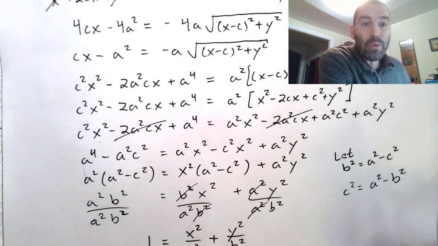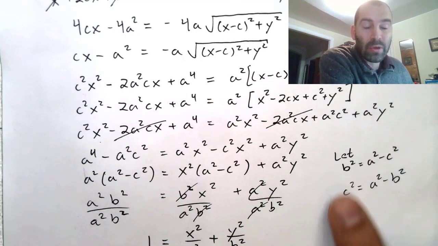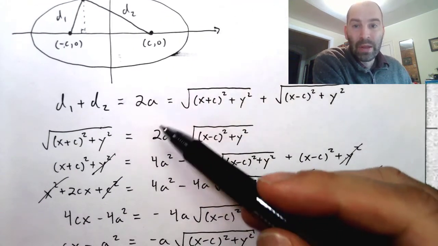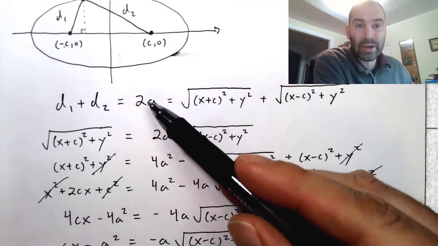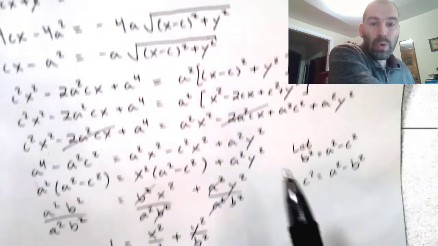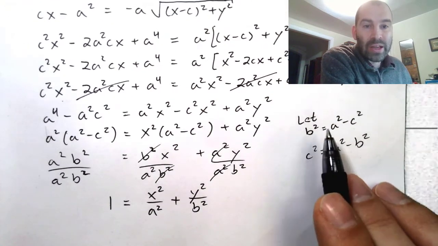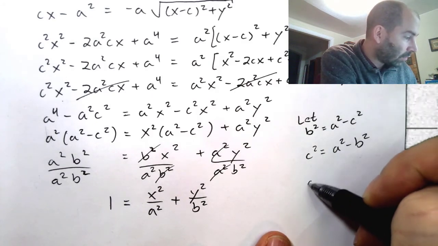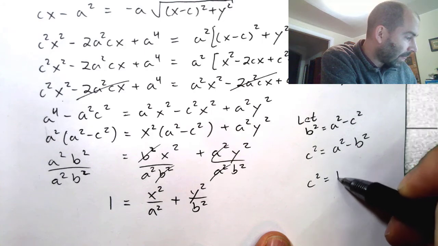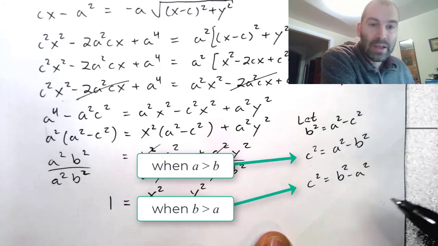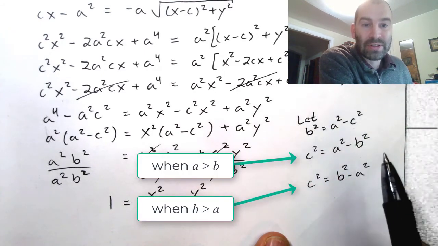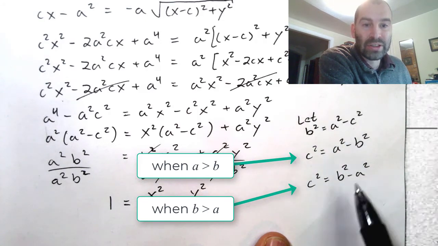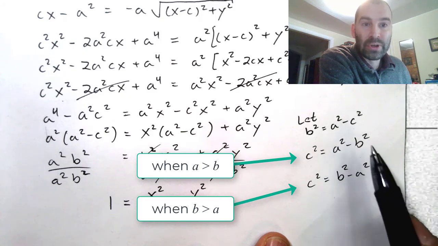Right? Now, if we were working with an ellipse that was longer in the y direction, we would have had this whole problem set up differently. We would have started with b here, and we would have set a squared equal to b squared minus c squared, in which case we would have used a different equation. We would have used c squared equals b squared minus a squared. So depending on whether the ellipse is longer in the x direction or longer in the y direction, we would use a different equation here.